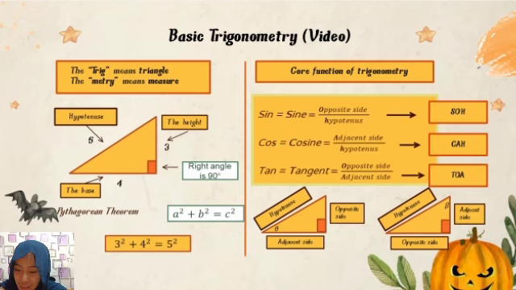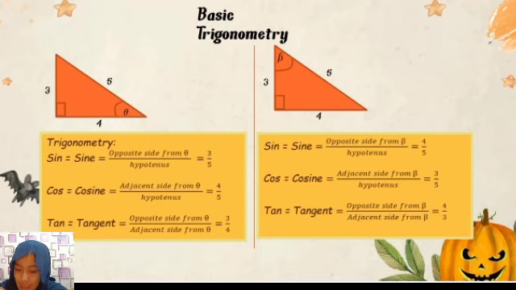Next, basic trigonometry again. With the first picture, sine equals opposite side from theta over hypotenuse equals 3 over 5. Cosine equals adjacent side from theta over hypotenuse equals 4 over 5. And tangent equals opposite side from theta over adjacent side from theta equals 3 over 4.